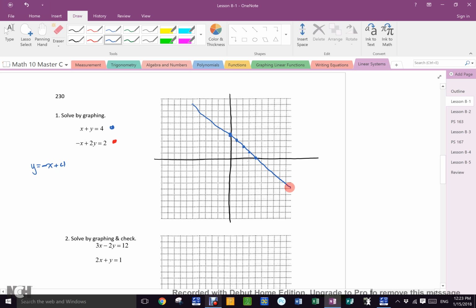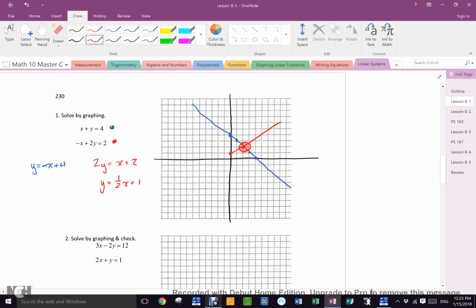Does everyone remember how to graph a line? If you can graph a line, you can do this part of this unit. Because now we're going to graph the red one. What do I do? Move the x over. So 2y equals x plus 2. Then what? Y equals 1/2 x plus 1. Graph it. Go to 1. And 1/2 is my slope. Up 1, right 2. And there is where it's going.